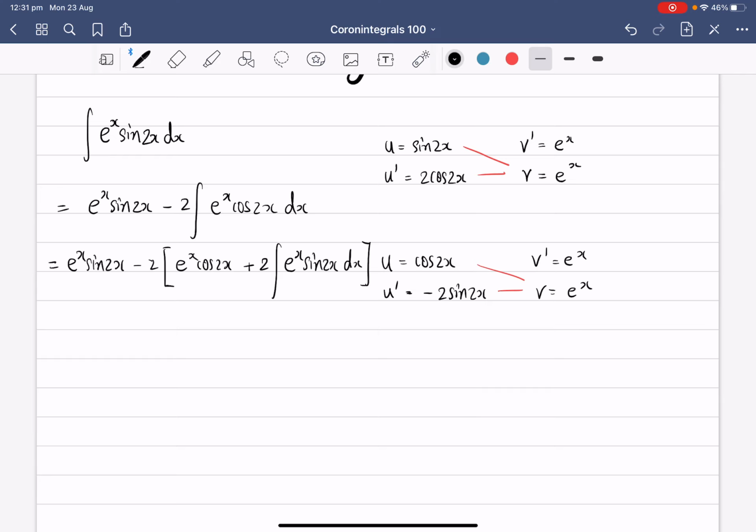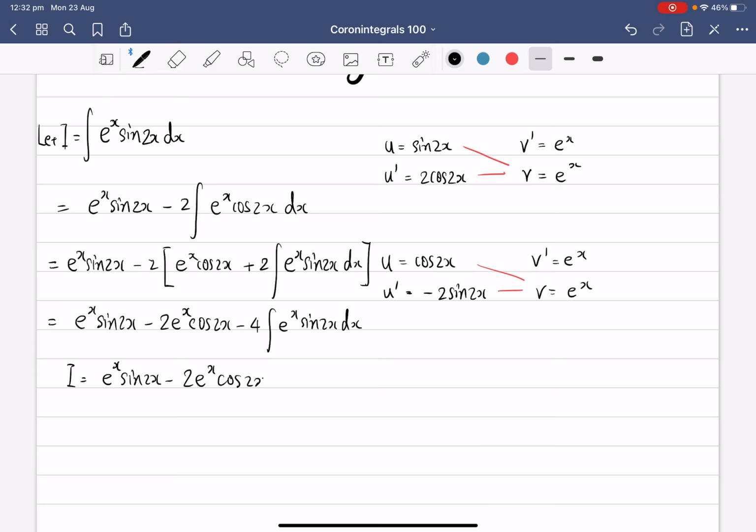Now, once we have finished this, we can simplify by expanding it. Just be very careful about expanding. Minus 4 e to the power of x sine 2x dx. Alright, so once we have finished that, we can call this one I, okay? And then this is the same I here, as you can see. So if we let I equal that, then we end up with I equals e to the power of x sine 2x minus 2e to the power of x cosine 2x minus 4 times I, because they are exactly the same.